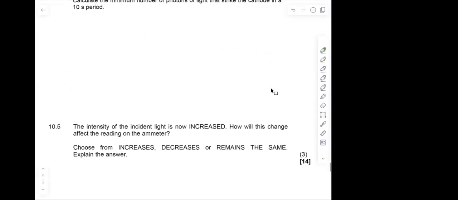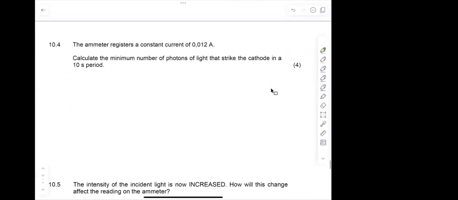10.4. The ammeter registers a constant current of 0.012 amps, right? Coming out there. Calculate the minimum number of photons of light that strike the cathode in a 10-second period, right? So how do we go and work that out? Well, we need to go and work this out as follows.